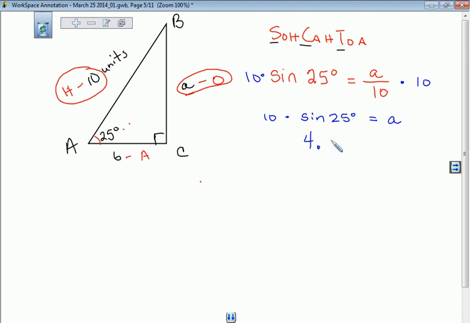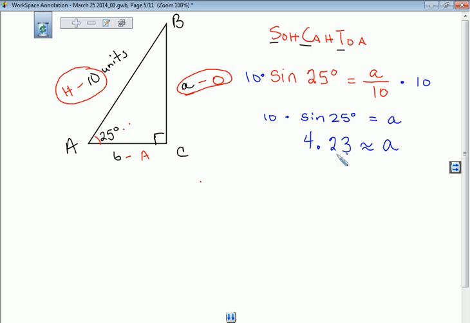4.226182617. Let's just do the hundredths place. That's good enough. 4.226, so it would round to 3. So A is approximately 4.23.